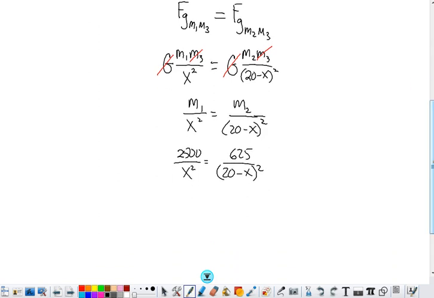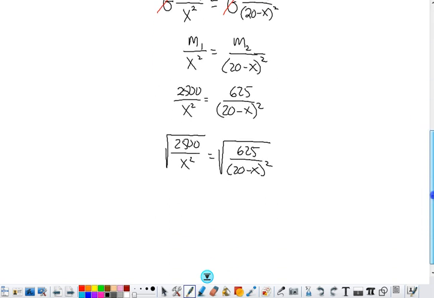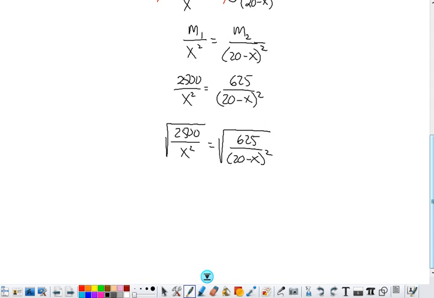From here, it makes sense to square root both sides. So if we square root 2,500 over x squared, we should square root the other side to keep the two sides equal. And when you square root a fraction, you square root both the numerator and denominator. So the square root of 2,500 is 50. The square root of x squared is x. Square root of 625 is 25. And the square root of 20 minus x quantity squared is just 20 minus x.